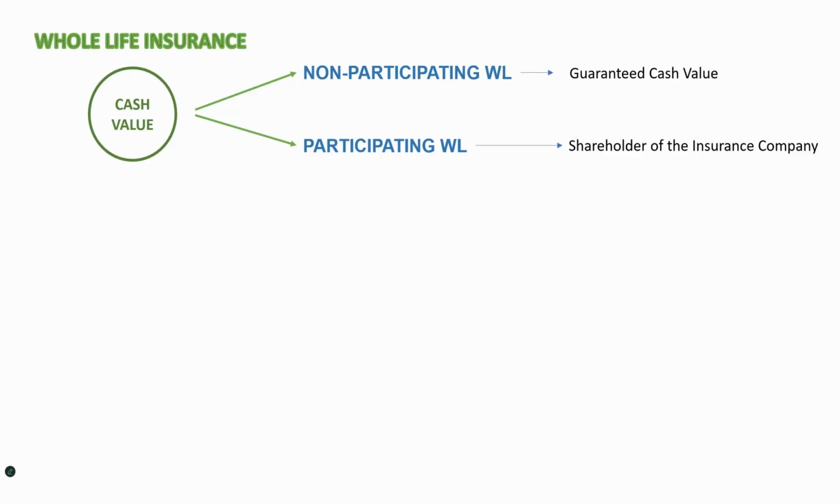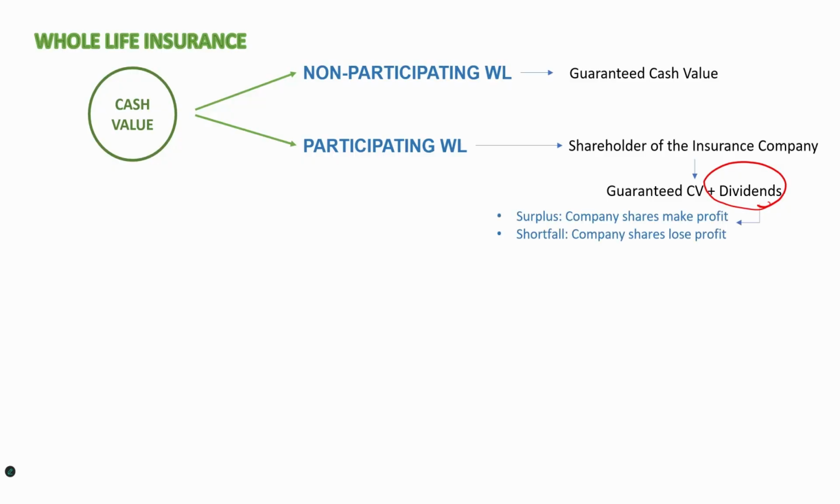So when this happens, not only do you get the guaranteed cash value, but you also might be eligible for dividends as well. So if those shares make extra profit, right, they will distribute it among the shareholders and you will be eligible to get more money. But remember that this dividend part is not guaranteed. You might make money, which we call surplus, or maybe the company shares are going to lose profit. So it's going to be a shortfall. And that is the risk that you're going to take.